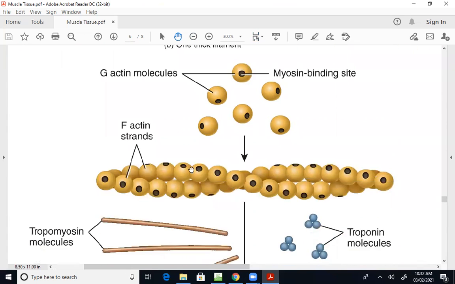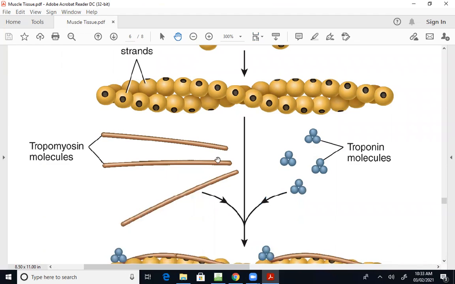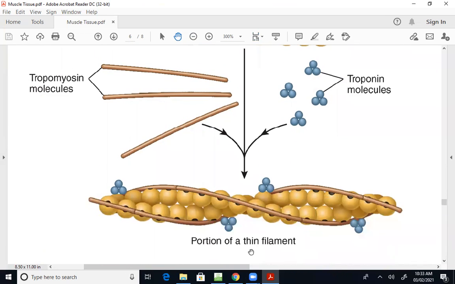Now, actin is not the only component of the thin filament. Two regulatory proteins, tropomyosin and troponin, also help to form the thin filament. Troponin, shown here with the three blue dots, is where that calcium that I was talking about will bind, and that triggers the movement of what's called tropomyosin off of the myosin binding sites.